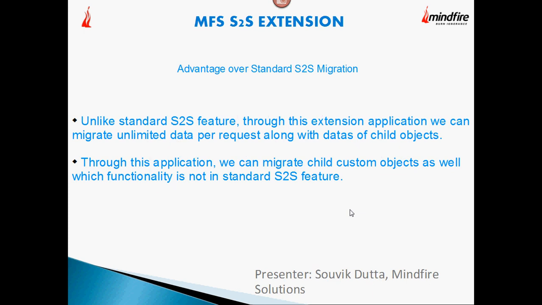This is the advantage of the app over the standard S2S migration. As I've discussed, in a standard S2S migration we can migrate at most 200 records per request, but through our app we can migrate an unlimited number of records per request. The second is that through our app we can migrate child custom object records as well, which is not possible through the standard S2S feature. So this one is the second advantage.